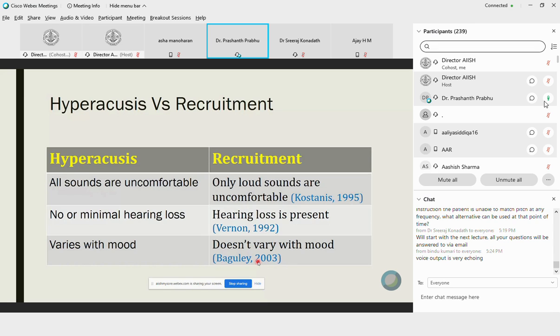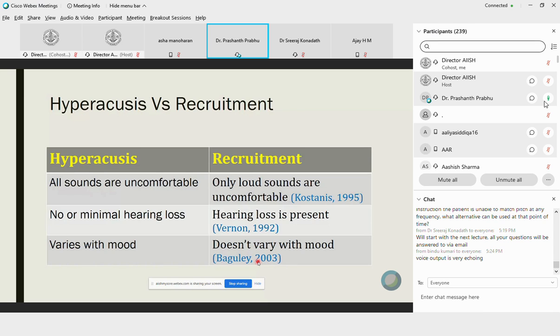For hyperacusis, all sounds, mostly moderate and even loud sounds, are uncomfortable. Even moderate level sounds are uncomfortable. But for recruitment, only loud sounds are uncomfortable. Only when the sound exceeds 80, 90, only then does it become uncomfortable. But even at 50, 60, if you are getting an uncomfortable sensation, mostly that is hyperacusis.